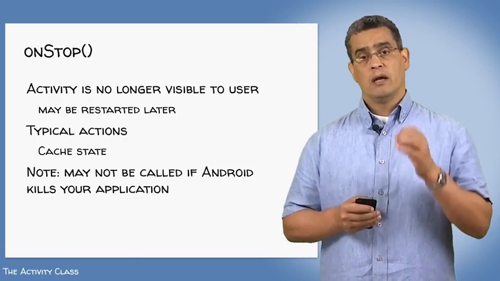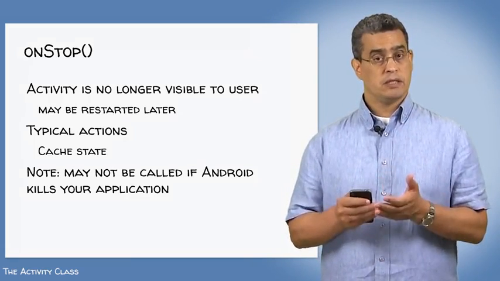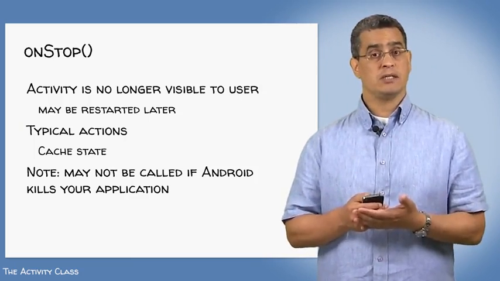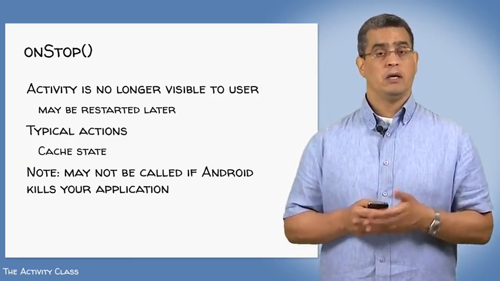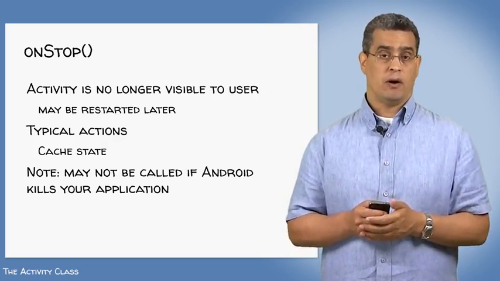And remember, OnStop is not always called when an activity terminates. For instance, it may not be called if Android kills the application's process due to low memory. So don't wait to save persistent data in this method. Go do that back in OnPause.